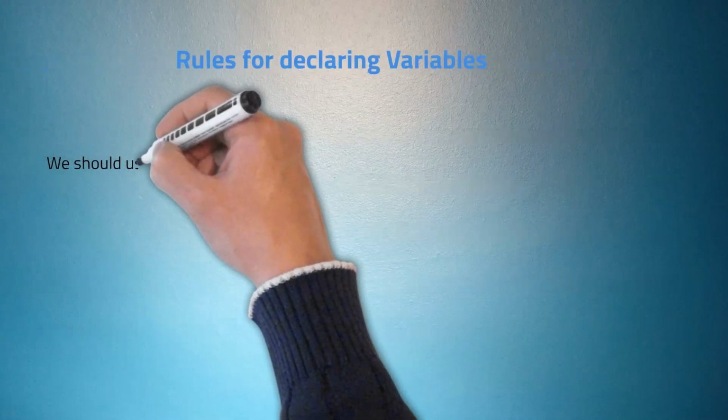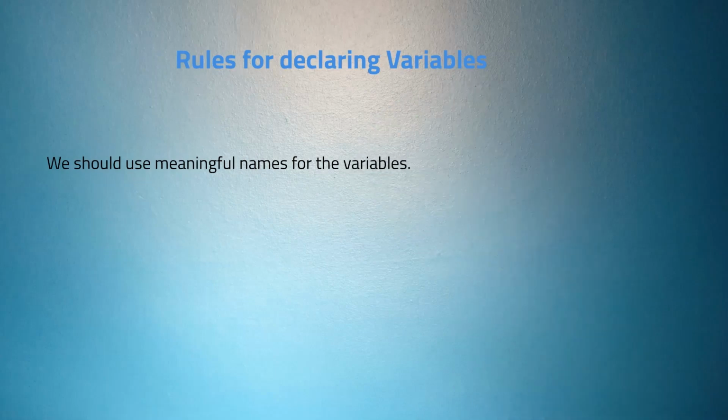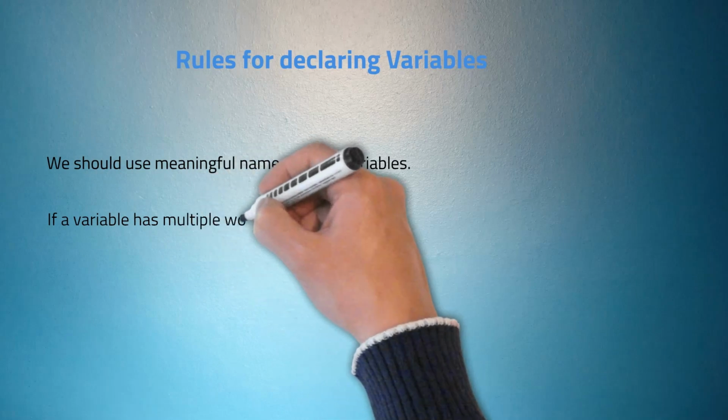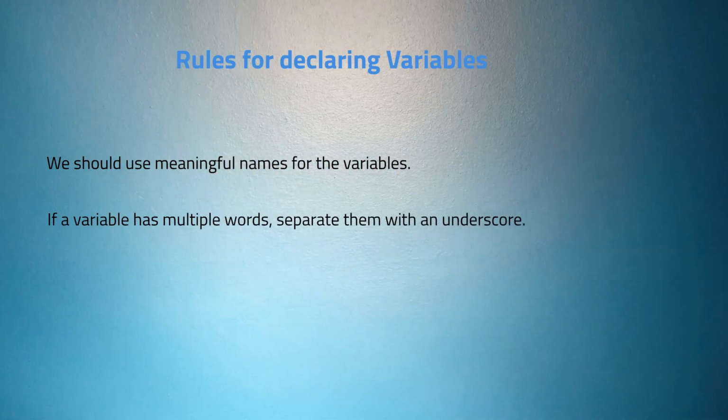It's a good idea to use meaningful or descriptive names, as it tells the purpose of the variable and its usage. If a variable has multiple words, it is advised to separate them with an underscore for better understanding of its purpose.